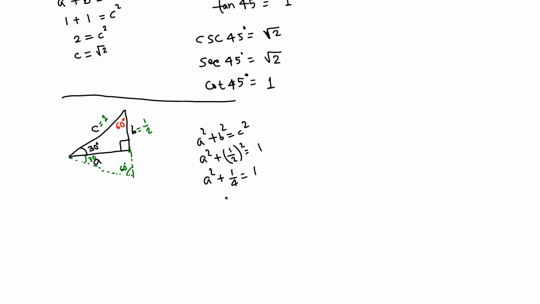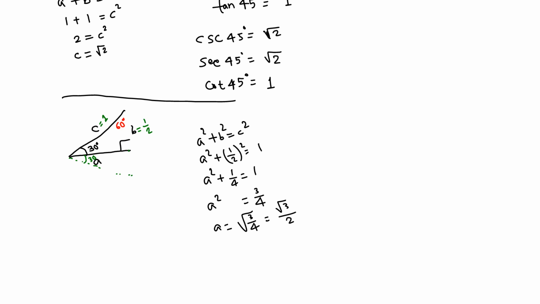Subtract 1/4 from both sides. A square equals 1 minus 1/4, 3/4. Take the square root, so a is the square root of 3/4. Square root of 3 on the top, and square root of 4 is 2. So this side a is in fact root 3/2. So we don't need this extended triangle anymore. So let me erase that so that we can see better.